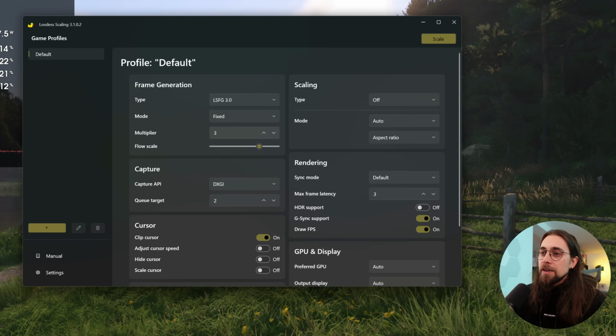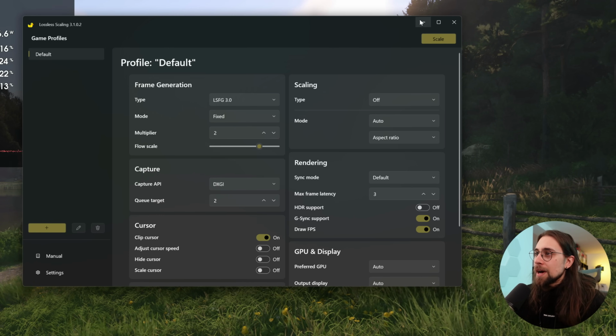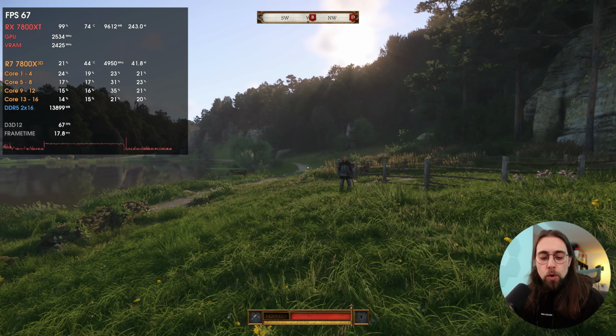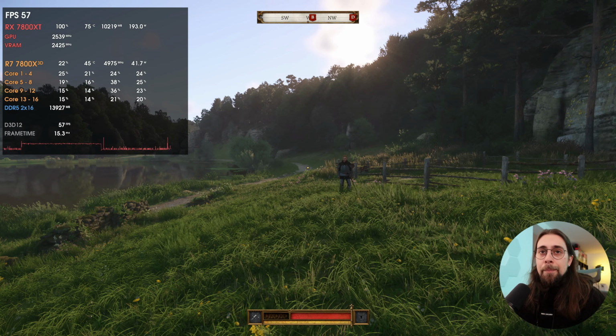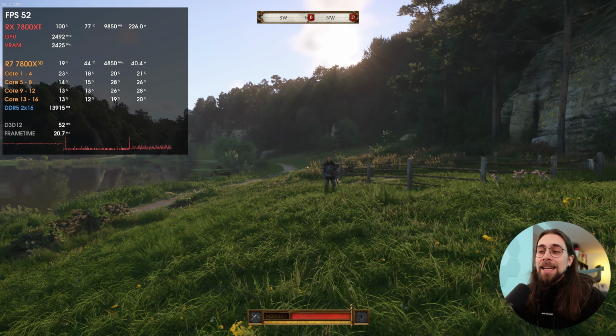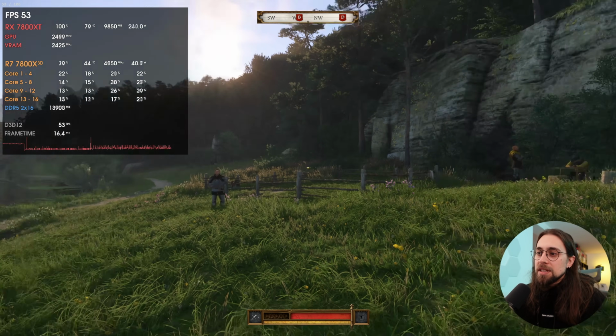We can still go to the fixed mode. Let's try, for example, 2 times with the fixed mode with the flow scale up to 80%. And we're now running 60 something. As soon as we go, Ctrl Alt plus S, bam, and we go in Lossless Scaling from 60 something to 50 something, and now we're using the fixed mode up to 2 times, so 50 something to 107.